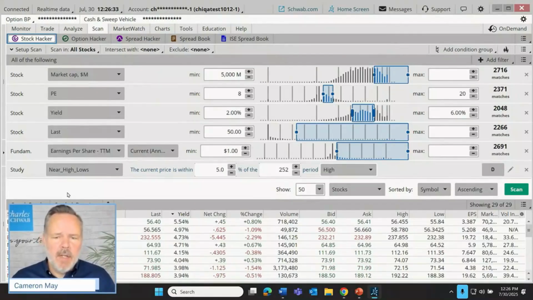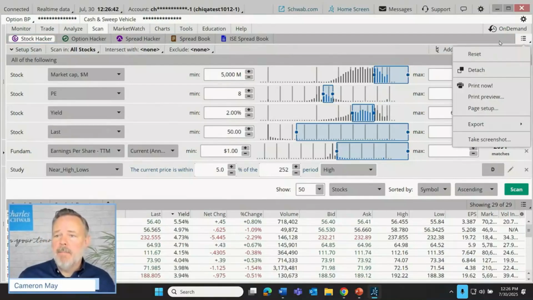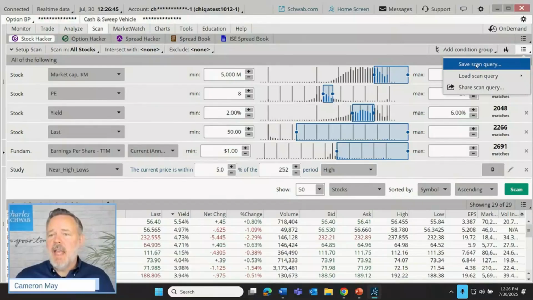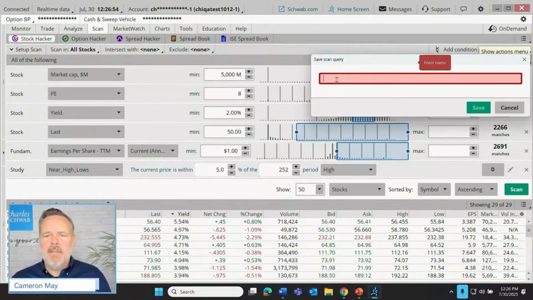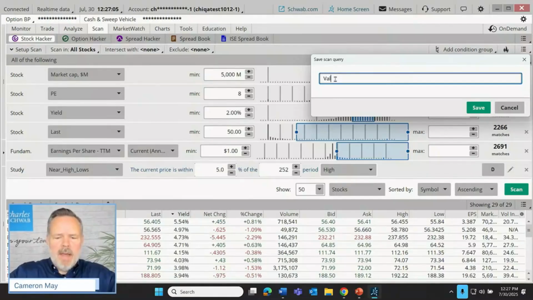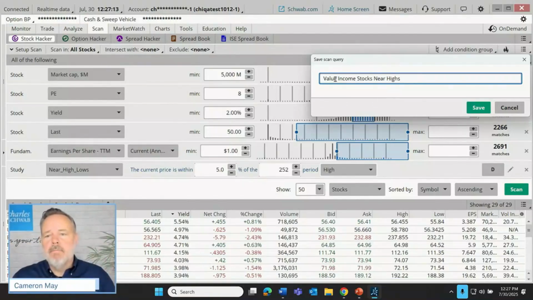Now, a couple of other features I wanted to show here is that if we built a scan and we want to save that scan, we can go up here to the menus at the top and choose Save Scan Query. So you'll notice that's the second menu from the upper right. The little dots and dashes are menus. We can save this, give it any meaningful name that we think will be meaningful to us next time we want to run a similar scan. But how about we call this one, Value Income Stocks Near Highs. However we want to call it.